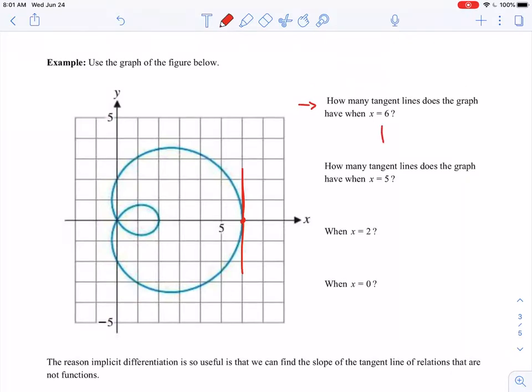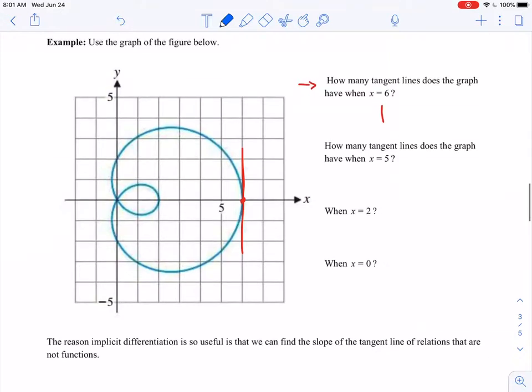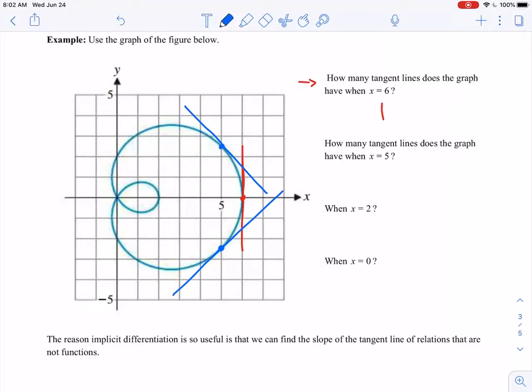What about 5? How many tangent lines does the graph have when x equals 5? So if I look at 5, I end up with a different problem here because I've got a point right here, and I've got a point right here. I don't really know which one to take, so I guess I have to take them both. If I were to sketch in those tangent lines, I've got a tangent line right here, and I've got a tangent line up here. I actually have 2 tangent lines. So when x equals 5, I actually have 2 different tangent lines.